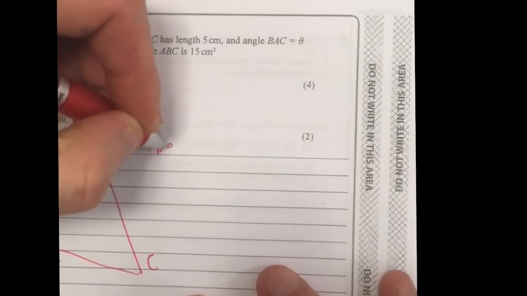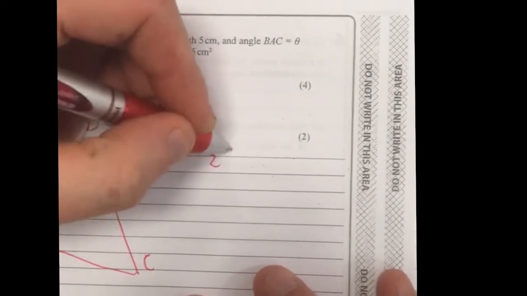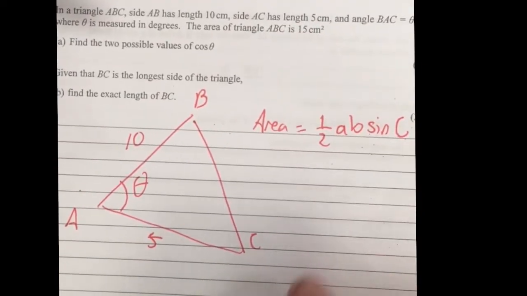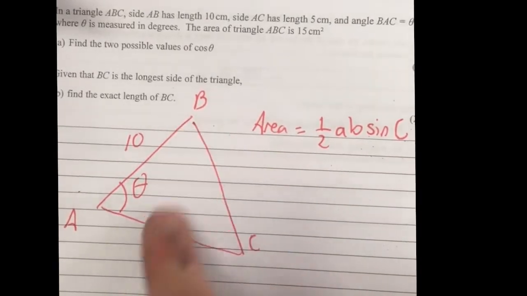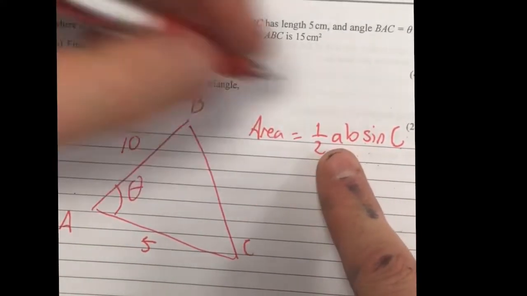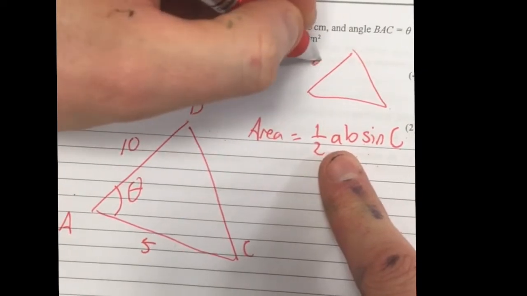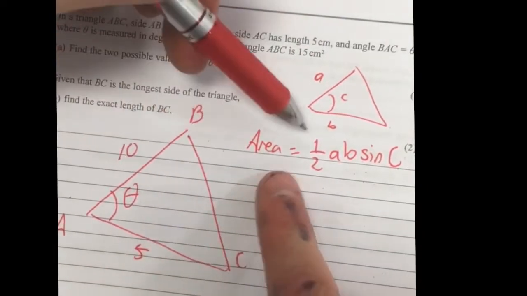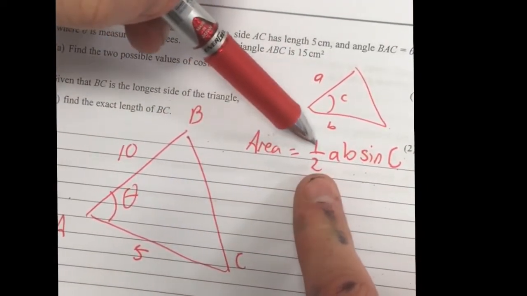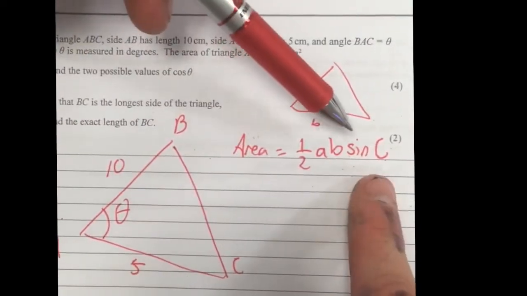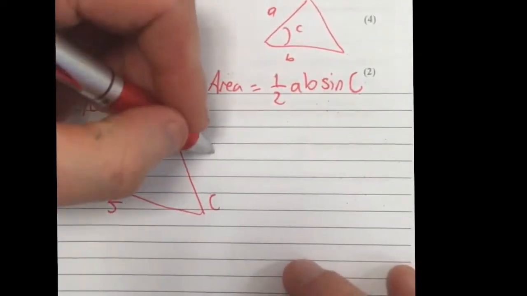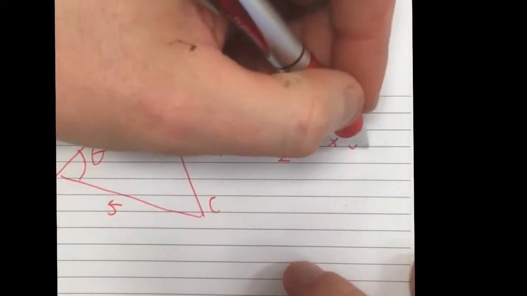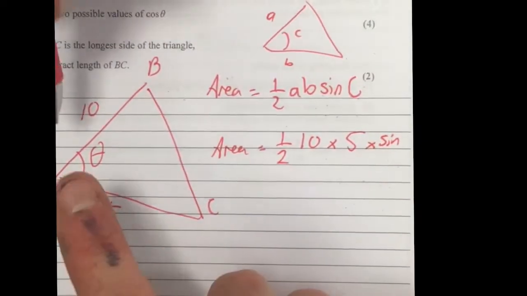So the area of a triangle that isn't right angled is half ab sine C. Now, this is why they've tried to confuse you. These a, b and C are not these A, B and C. This just means generic a, b, C. It means two sides and the angle enclosed. So learn it as that instead. The area of a triangle is half of two side lengths times the sine of their angle. So for this, we're going to get area equals half times 10 times 5 times sine of theta.